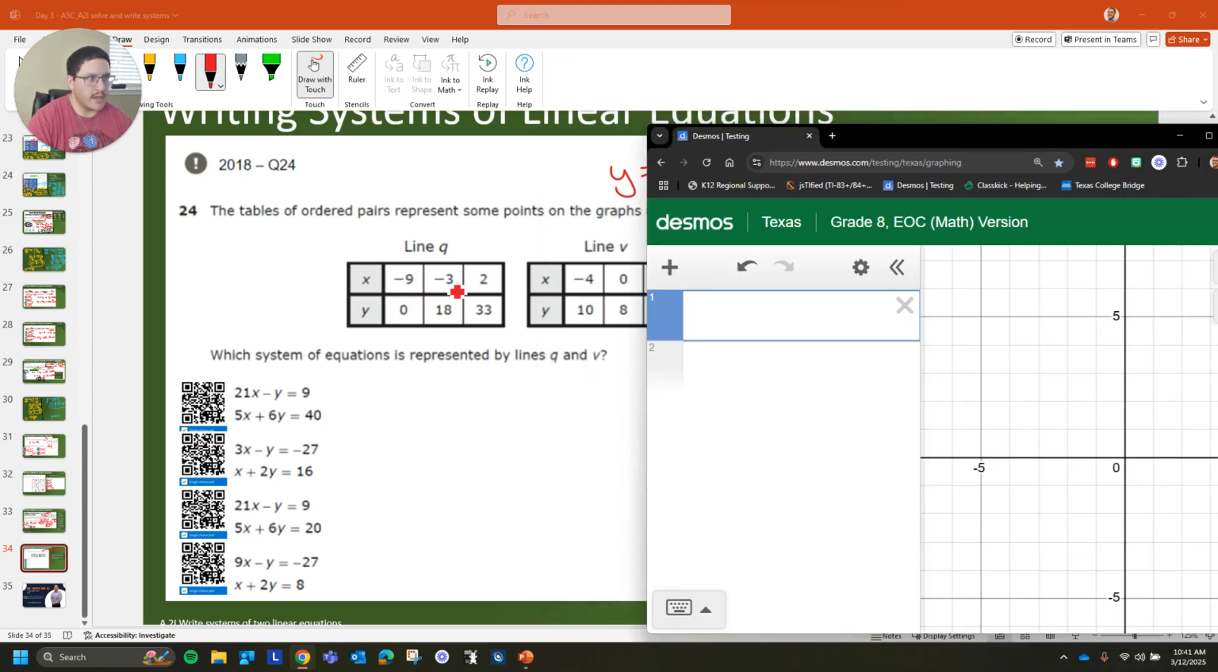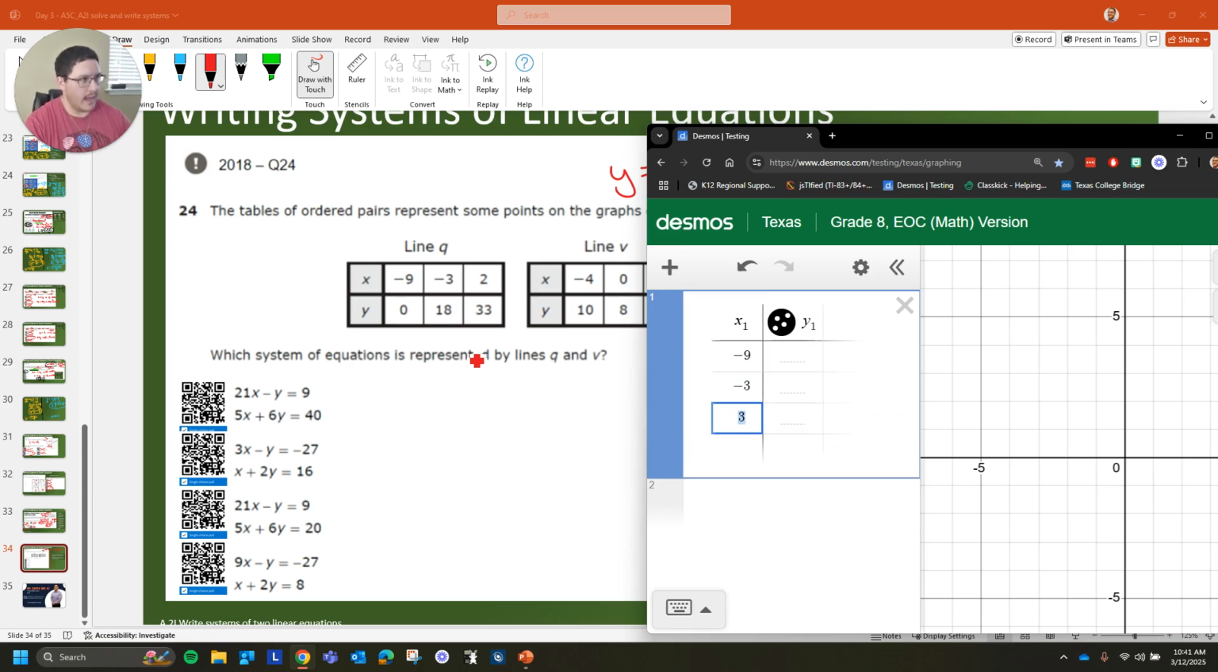Okay, so for line Q, I'm going to create the equation. First, I'm going to make the table by clicking the plus sign and then the table, and then entering these values: -9, -3, and 2. And then with -9, we have 0. With -3, we have 18, and then we have 33 with 2.